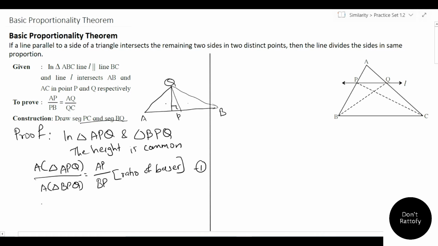Similarly, we'll take the second pair of triangles: again triangle APQ, but instead of BPQ, we'll take CPQ. We'll do the same thing again. We have to tilt it so that P is on the upper side. Instead of Q, I have P now, instead of B, I have C, and instead of A, there is A only. So again, as you can see, I have a common height here. The height is common.